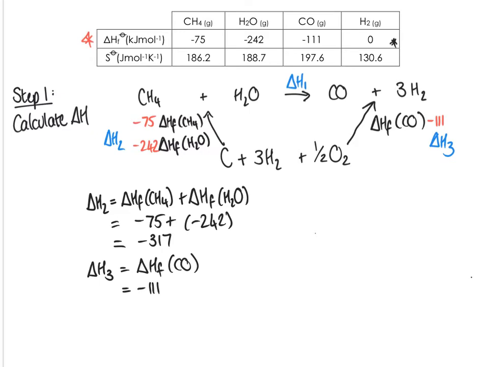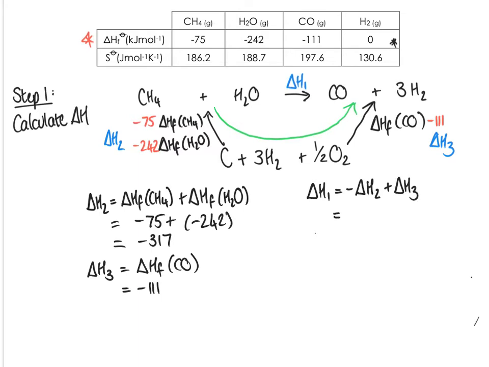Okay, now to work out delta H1, I use Hess's law, which tells me that the enthalpy change is independent of the route taken, provided the initial and final conditions are the same. So I'm trying to go this way, from methane and steam to carbon monoxide and hydrogen. Okay, so am I going against or in the direction of delta H2? Against, so it's going to be minus delta H2, and then am I going against or in the direction of delta H3? With. You're going with it? Yep, so it's going to be plus delta H3.